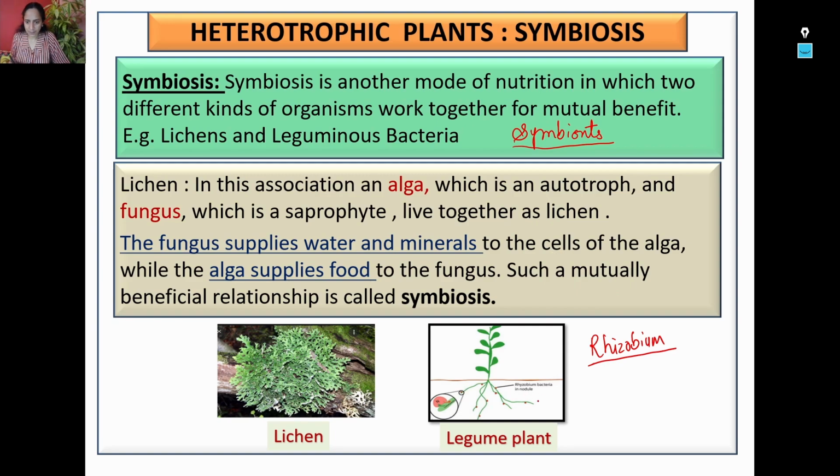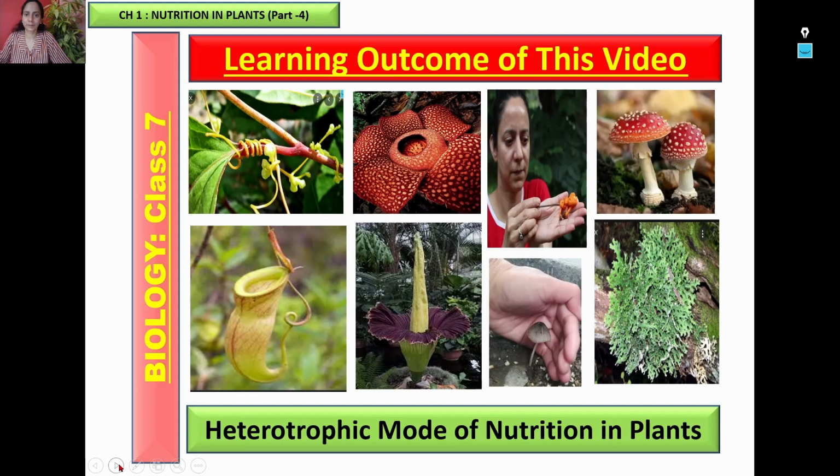Where it resides in the root part, and in root it makes a tuber-like structure called nodule. So that is how two organisms are benefiting each other and living together as symbionts, and such mode of nutrition is called symbiosis. So this is what you have learned in today's video, viewers.